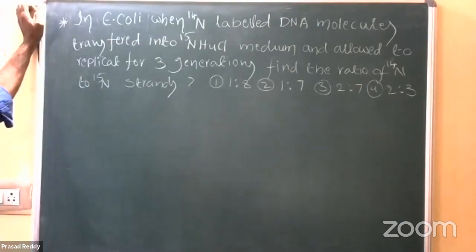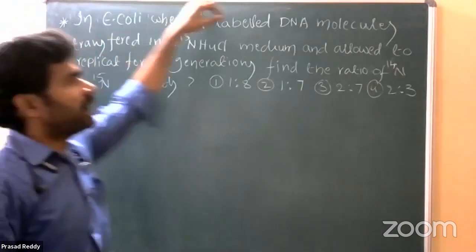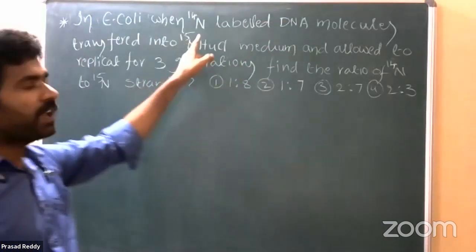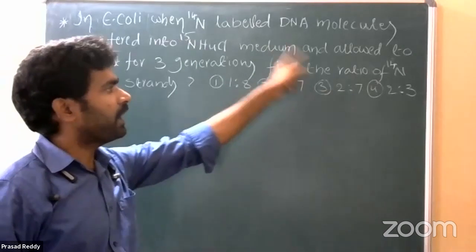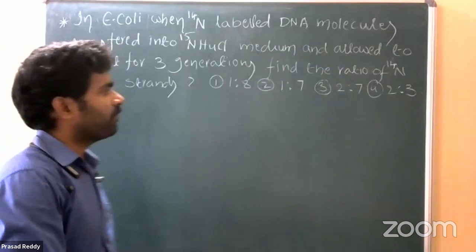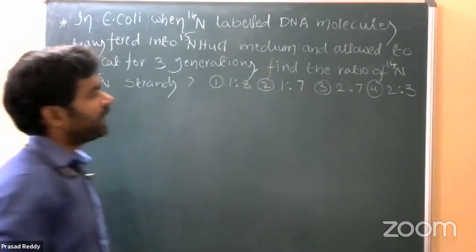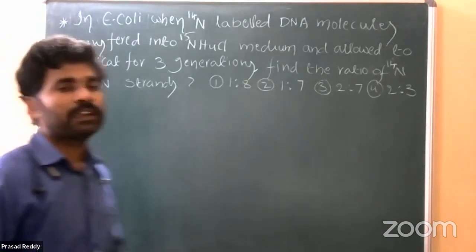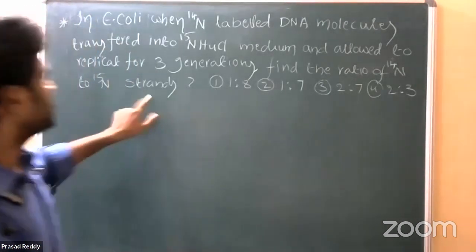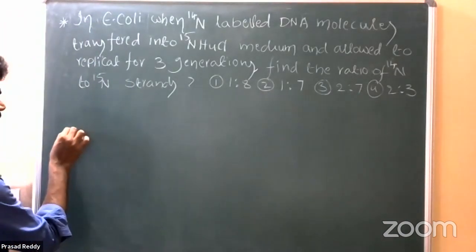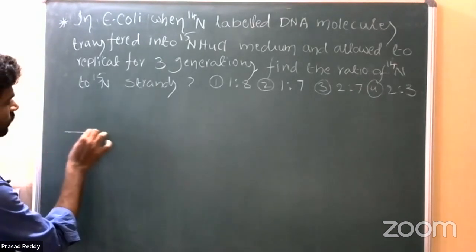The question here is, in E. coli, when N14 labeled DNA molecules, it means light DNA molecules containing bacterial cells, are transferred into heavy isotope containing medium and allowed to replicate for 3 generations, find out the ratio of N14 to N15 strands. So what is the ratio of N14 and N15 strands? They are asking strands information or DNA molecule information, right? So better to take DNA molecules first.